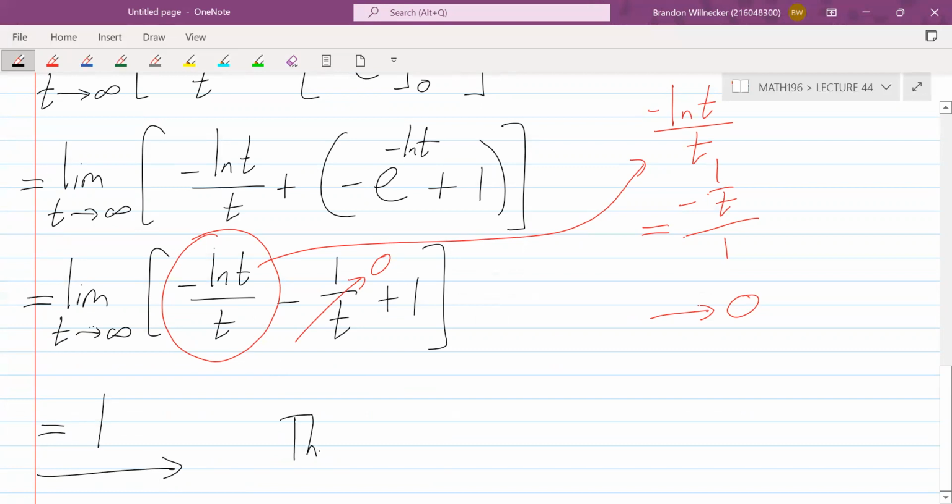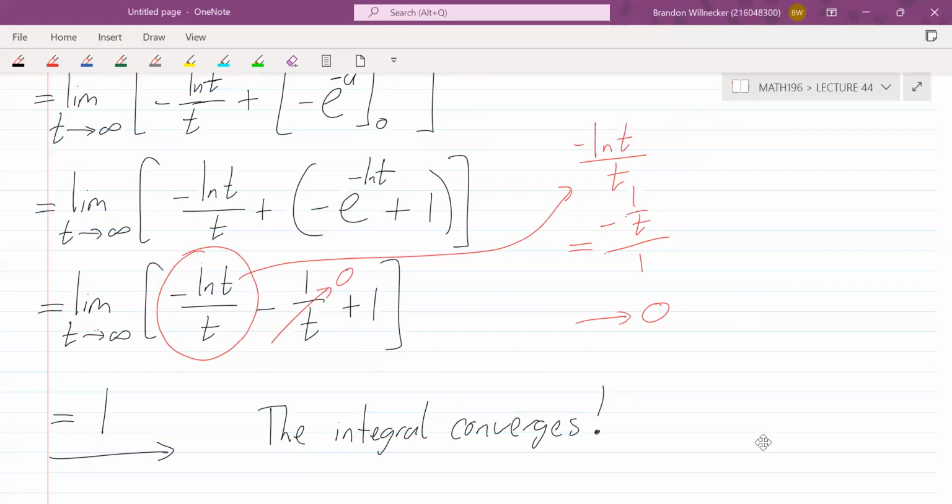In other words, the integral converges. Yeah, and it converges to the nice finite value of 1. Okay, I think that's enough examples for today. Let me leave you with some homework problems to try.